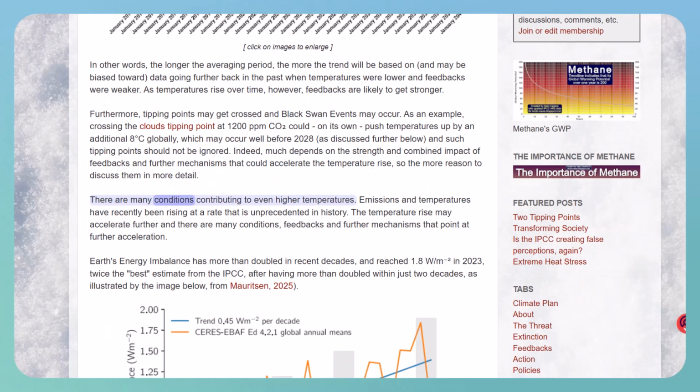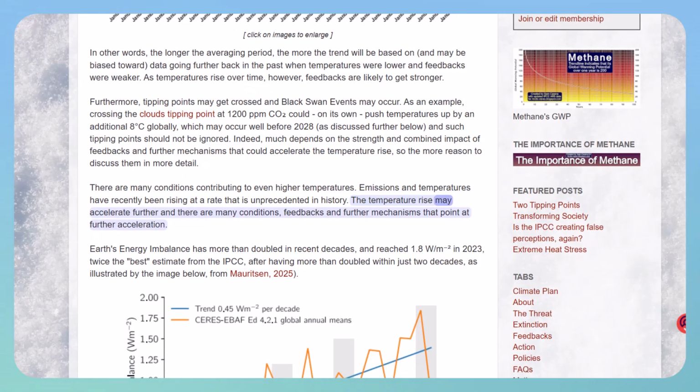There are many conditions contributing to even higher temperatures. Emissions and temperatures have recently been rising at a rate that is unprecedented in history. The temperature rise may accelerate further, and there are many conditions, feedbacks, and further mechanisms that point at further acceleration.